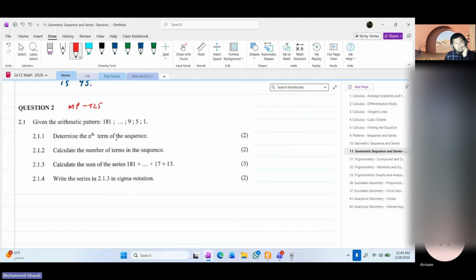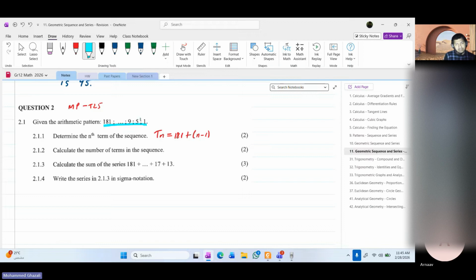Determine the nth term of the sequence. So Tn is equal to A, which is 181, plus n minus 1 times D, the common difference. See how they have written this. 181 is here, and they have reversed the pattern. It's written in reverse. So common difference is still 1 minus 5.